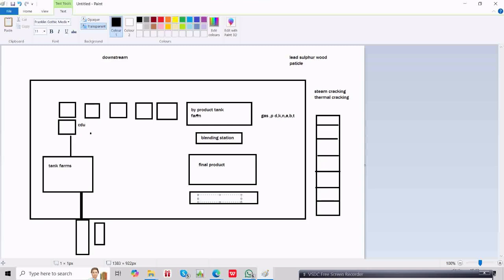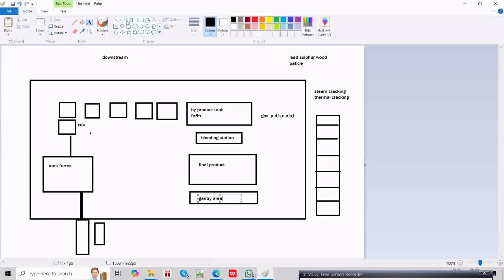Okay, they will go to the gantry area. From this gantry area, they will park their trucks and load the oil and send it to the stations. Station means for selling. Correct? Now, this is the complete process. Now what happens with the process? You need different auxiliary items, or different utility items.